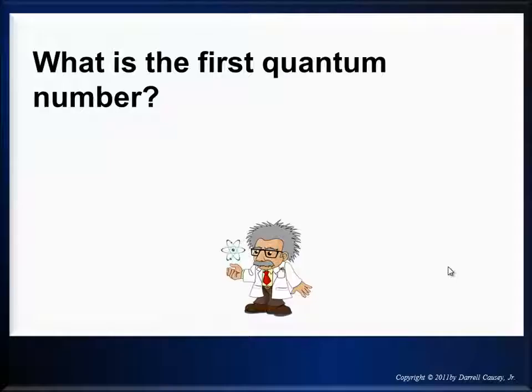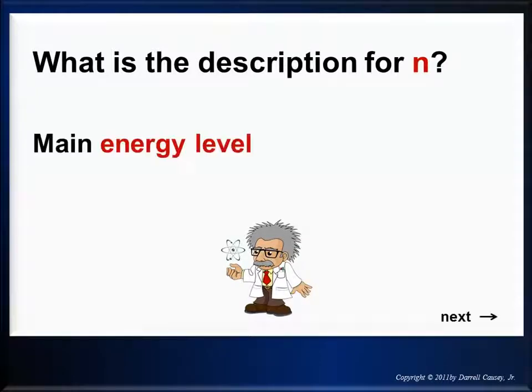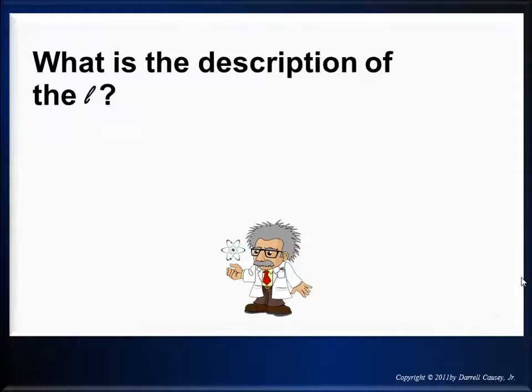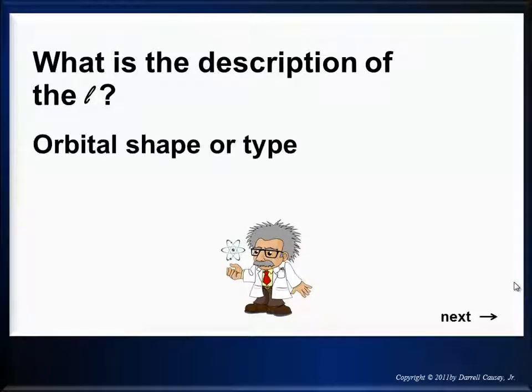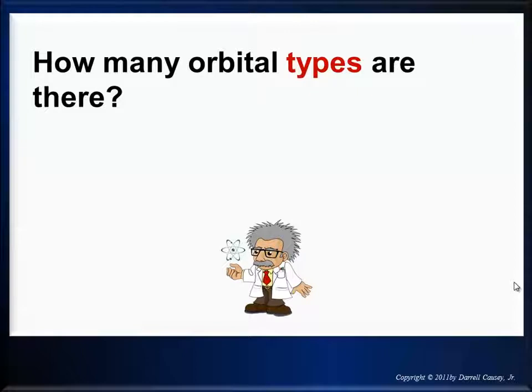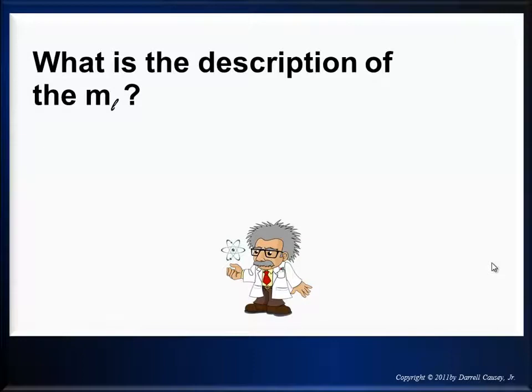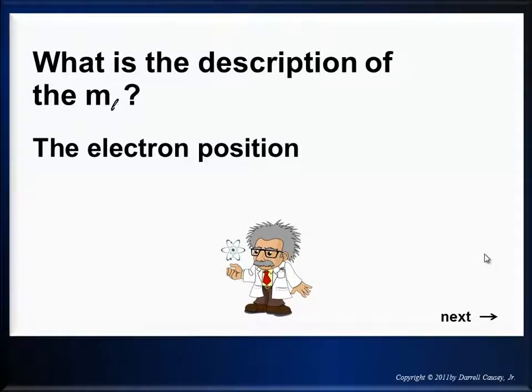So review. What is the first quantum number? Principal quantum number. What is the description for N? The main energy level. What is the second quantum number? That's right, it's the angular momentum. What is the description of L? Orbital shape or type. How many orbital types are there? There are 4: S, P, D, and F. What is the third quantum number? Magnetic quantum number, and it is m sub L. What is the description of m sub L? It's the electron position. It's the orbital.